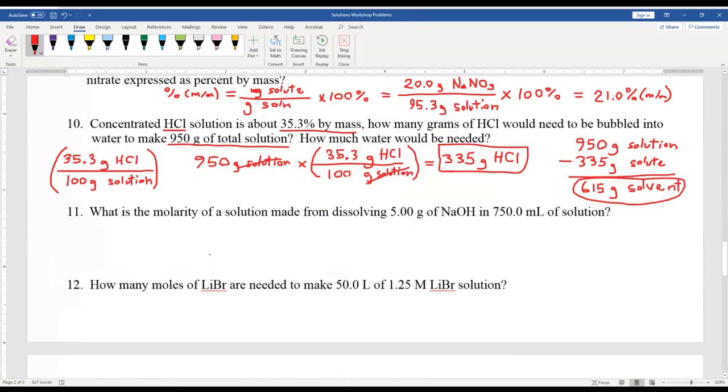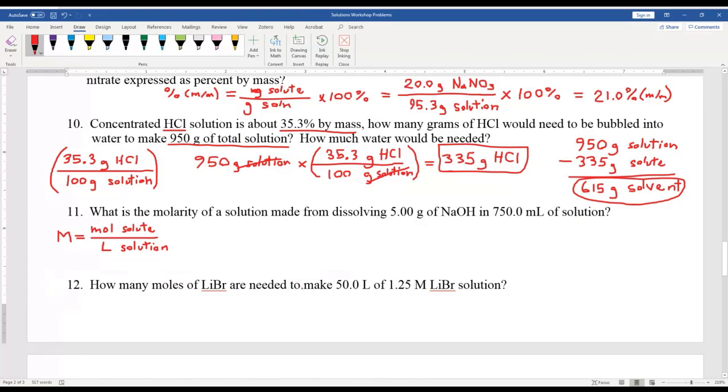Molarity is a little bit different. Molarity actually is the most common unit of concentration for chemists, and molarity means moles of solute per liter of solution. Now, in the case where you're given molarity, we can use molarity as a conversion factor, and I'll go through with you how you would actually do that.